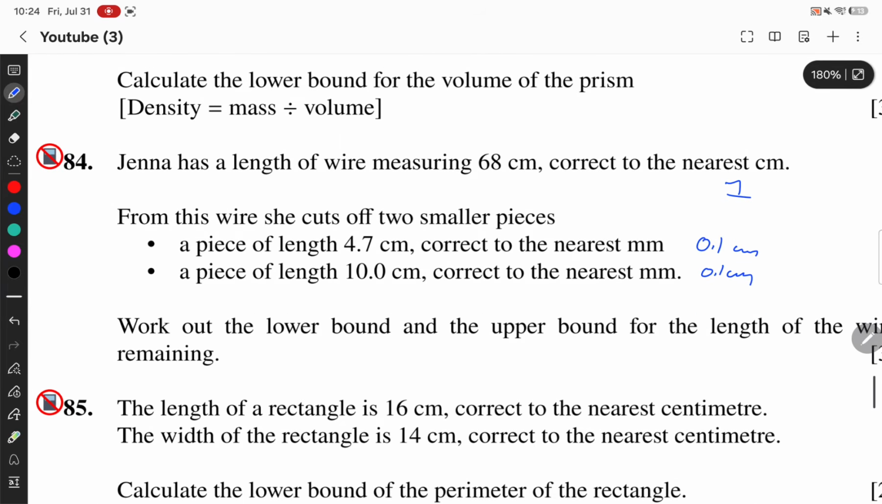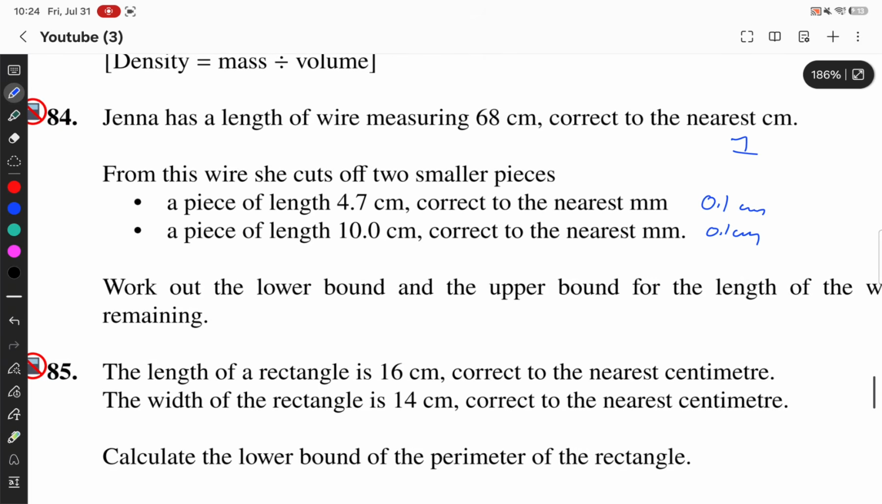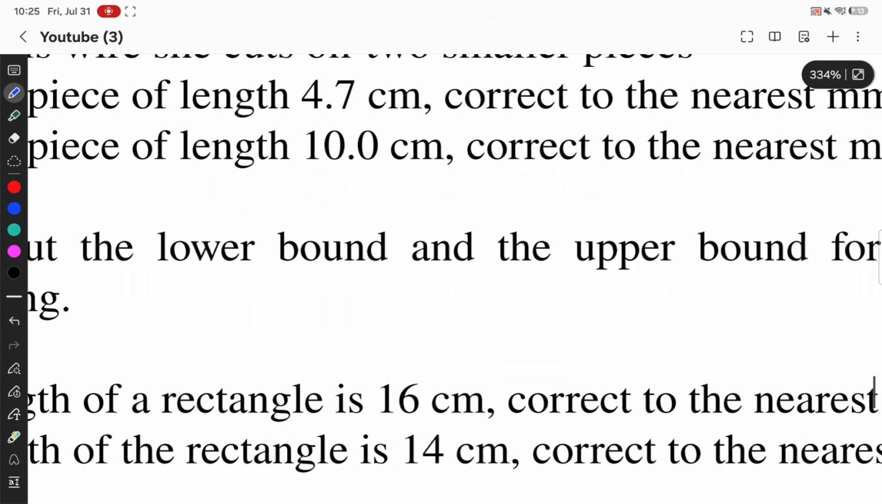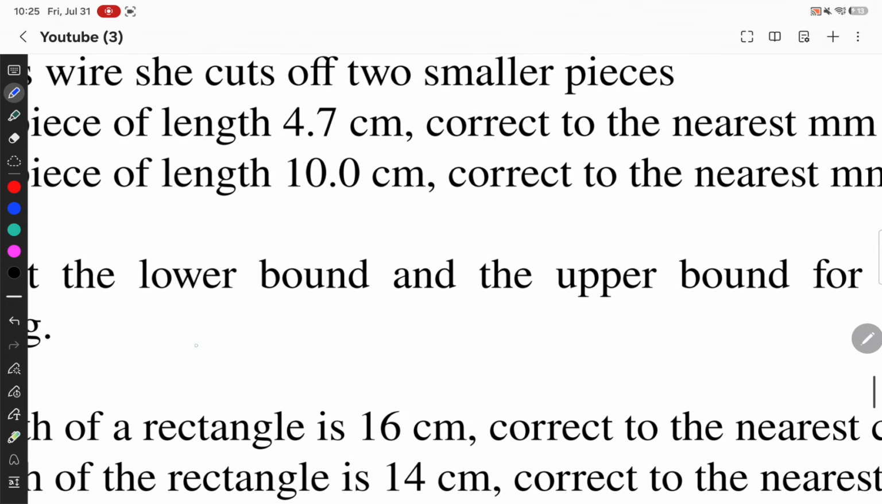So, how do you find the upper bound and lower bound? Now, there is a wire of 68 centimeters and there are two small pieces, 4.7 and 10.0. You want to find the remaining. So how do you do it? 68 minus 4.7 minus 10. Correct? But you want to find the upper bound and lower bound of values. So let's do it. X of lower bound is equal to A of upper bound minus B of lower bound minus C of lower bound.